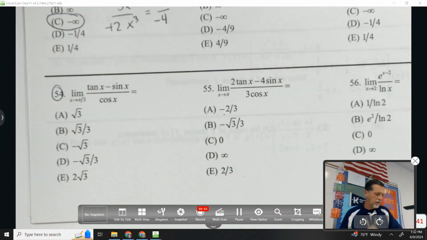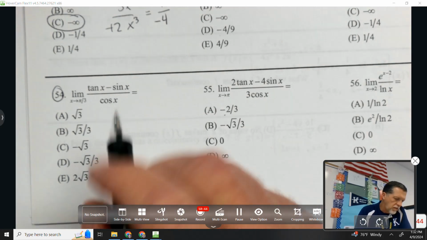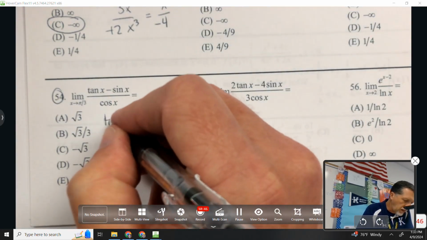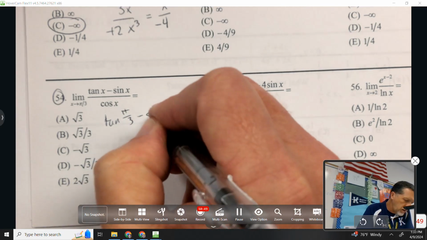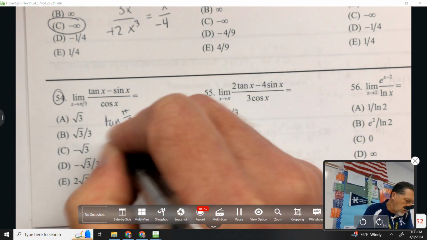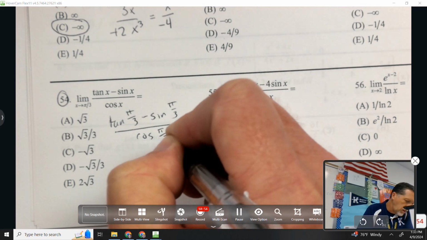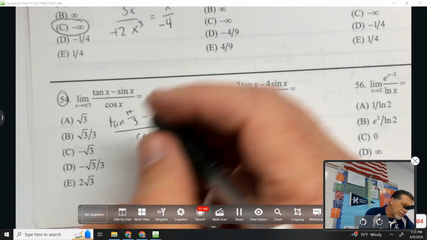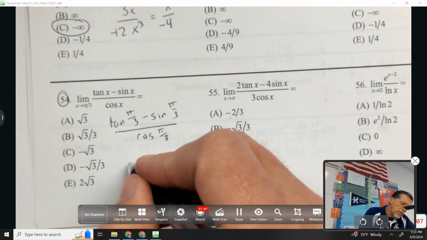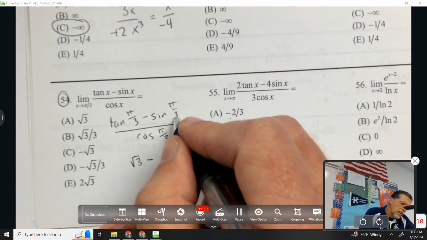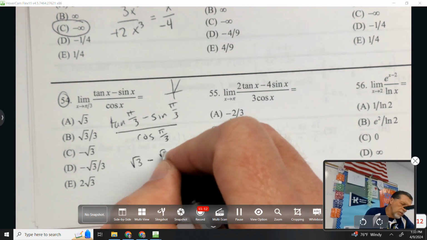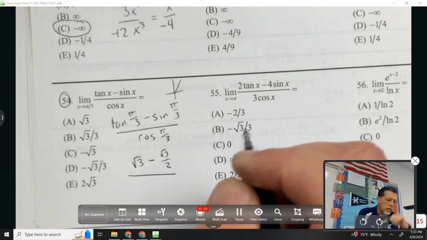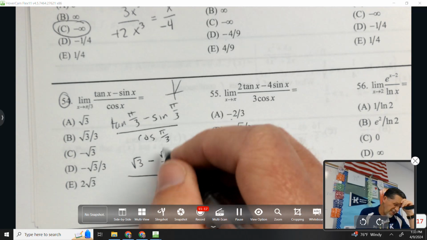I'm hoping it's, I think it's just going to be a plug it in and see what we get. Tangent pi over 3 minus sine pi over 3 over cosine pi over 3. Yeah, this is not going to be 0 over 0. There's no conjugates or anything. This is just unit circle and algebra. Tangent pi over 3, that's root 3. Sine of pi over 3 is root 3 over 2. Cosine of pi over 3 is 1/2.